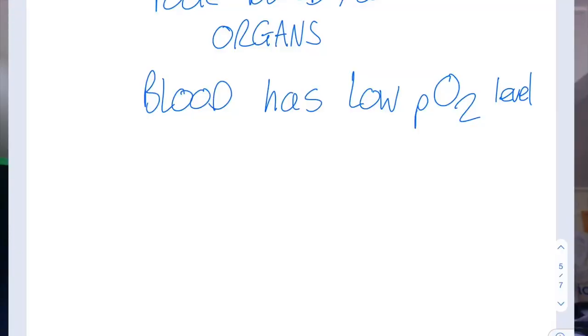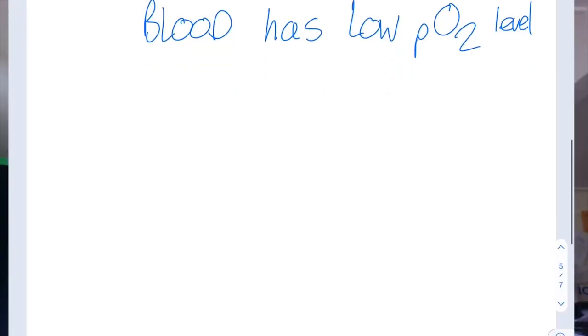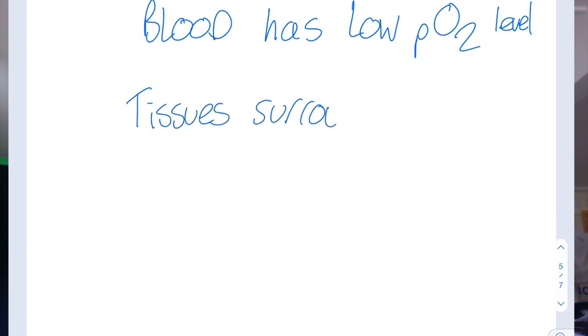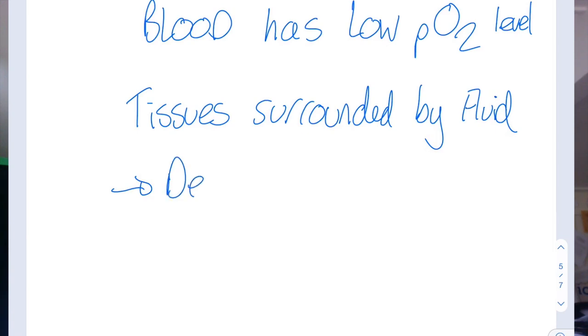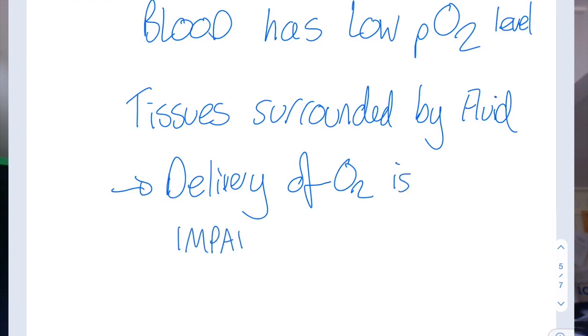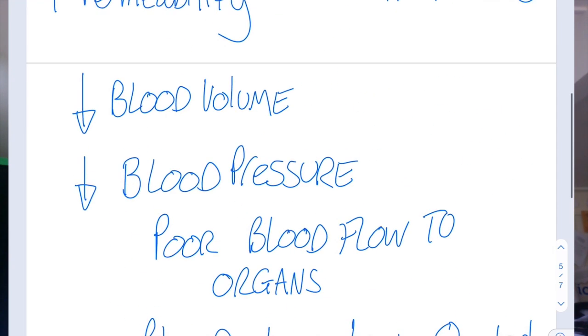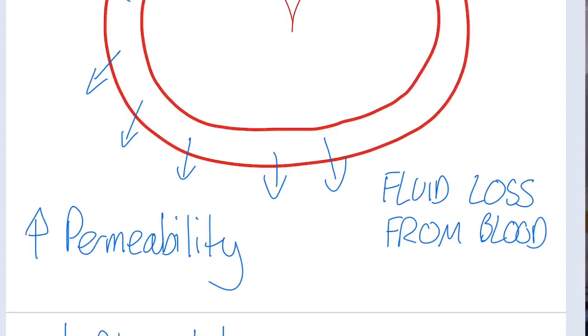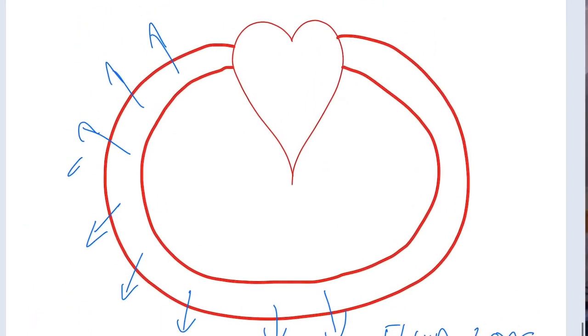And remember, all these tissues are now surrounded by fluid. So the actual delivery of oxygen is seriously impaired. Oxygen has then got to get across. If we draw, let's say this box is an organ here.